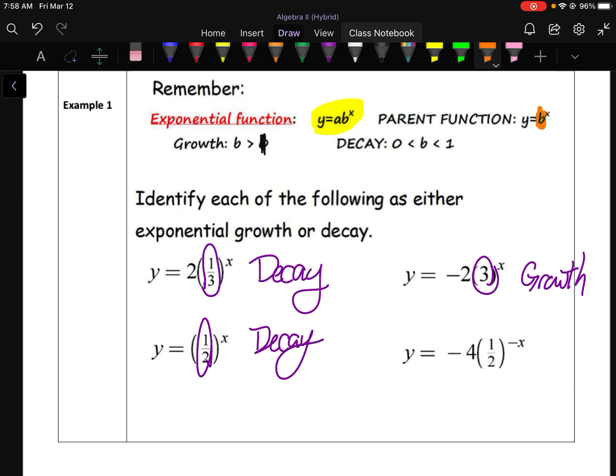And the last one is a little bit tricky, because we have a negative exponent. You should technically fix that, which means we would be looking at that as our equation. Then instead of 2 over 1, you could just write this as 2. So that would make it growth.